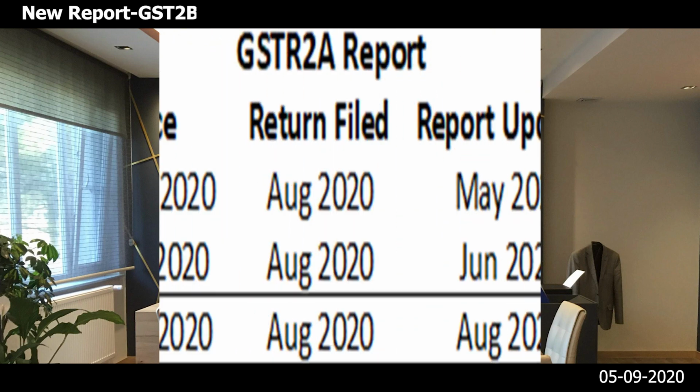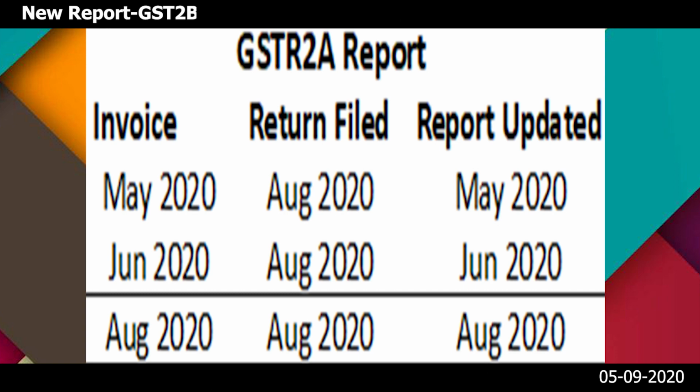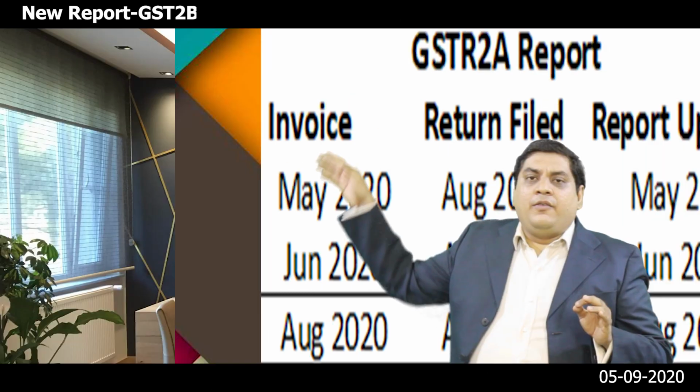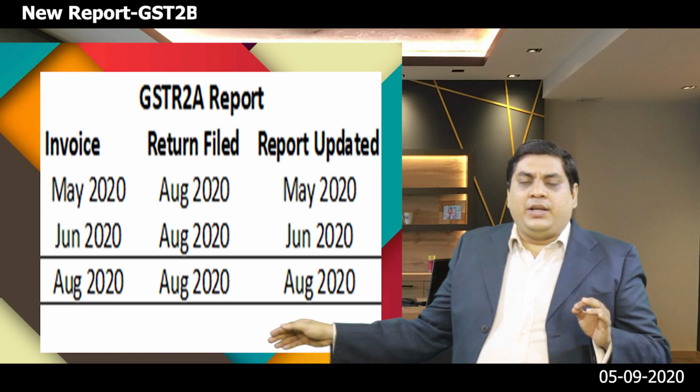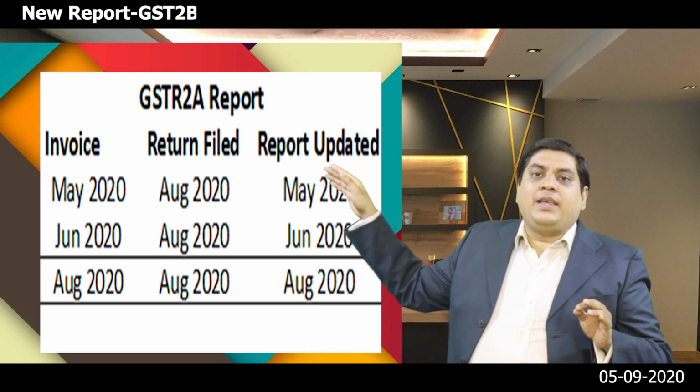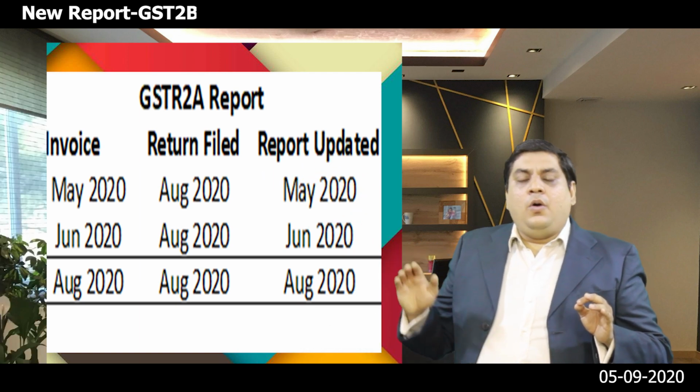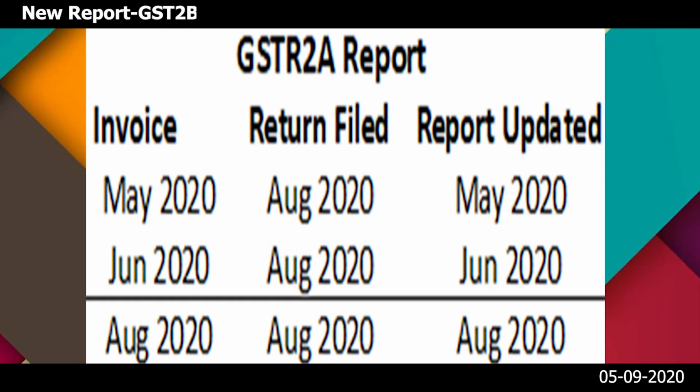Say for example, one of my suppliers files the invoices of May, June and August, all three in the month of August. In the earlier GSTR 2A, the May, June and August invoices filed in August 2020 would reflect in their respective months' reports. So the May month report would get refreshed every time a new invoice is added. This is how GSTR 2A was designed.